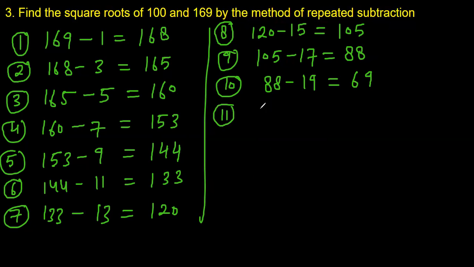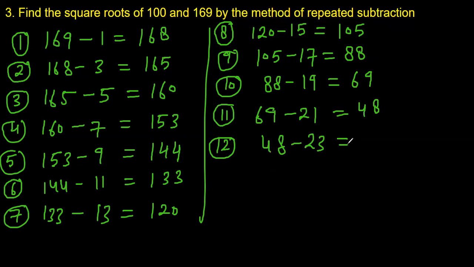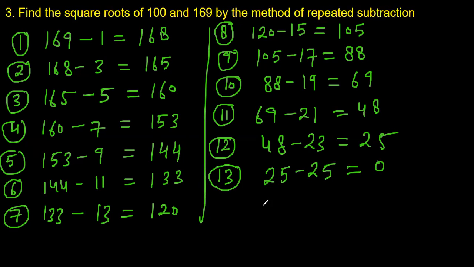Then step 11, 69 minus 21. Do the same, subtract 20 first, you get 49, and then subtract 1, which is 48. Then step 12, which is 48 minus 23, and that is 25. And step 13, in the 13th step the next odd number is 25, so you get 25 minus 25, which is 0. So we can conclude, just like the previous question, since we are getting 0 in the 13th step, that the square root of 169 is equal to 13.